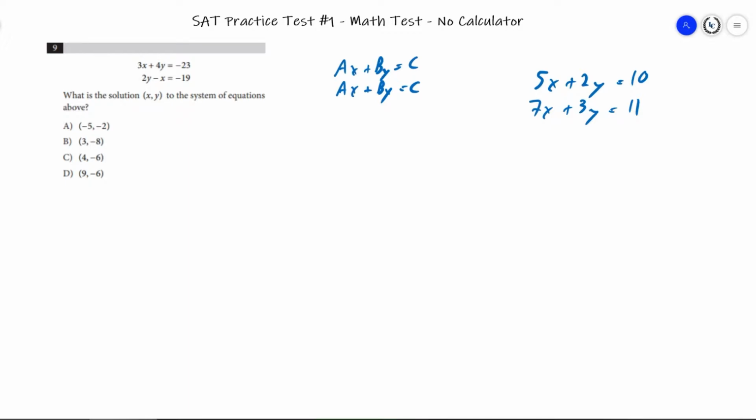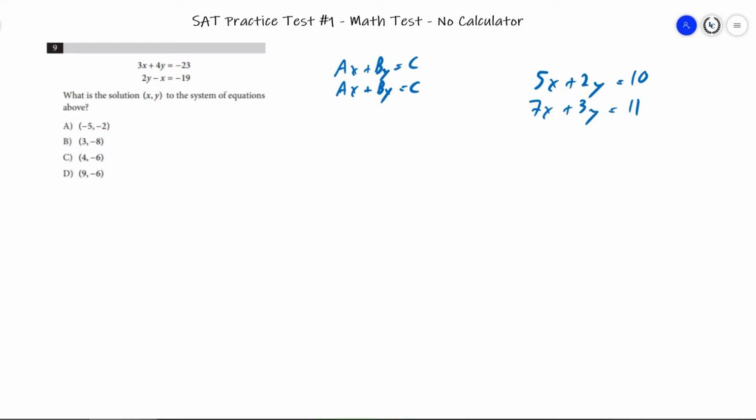Now, basically what you're doing is you're asking yourself which variable would be easier to have meet up at a number and then cancel when you add the two equations. So if you look at the 5x and the 7x, you want to think about this like common denominators, like where do 5 and 7 meet up for common denominators? And that would be at 35. So pretty big number, might not be our best bet.